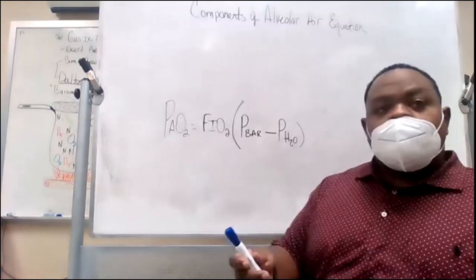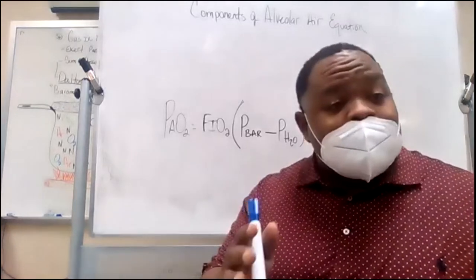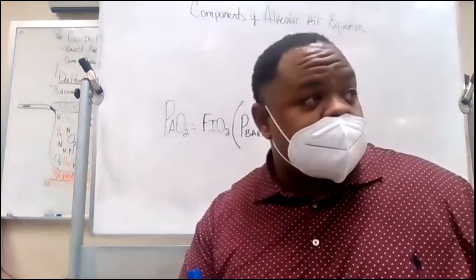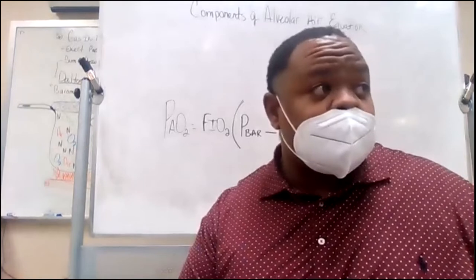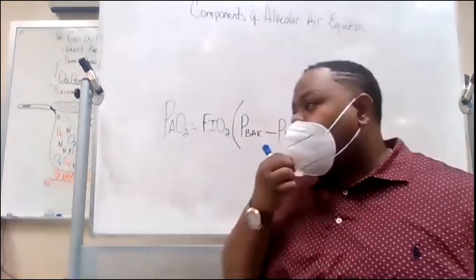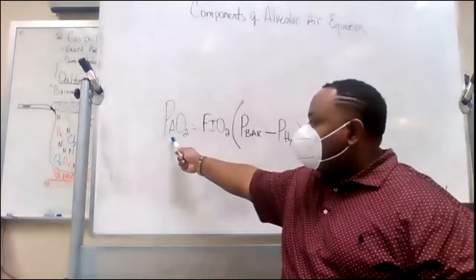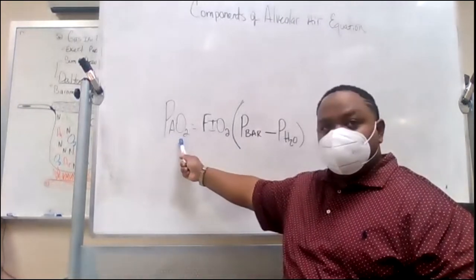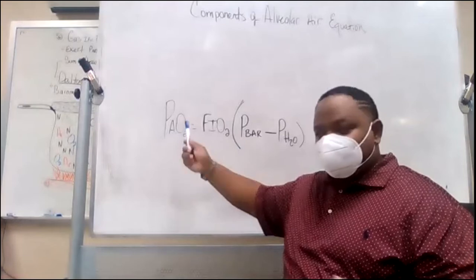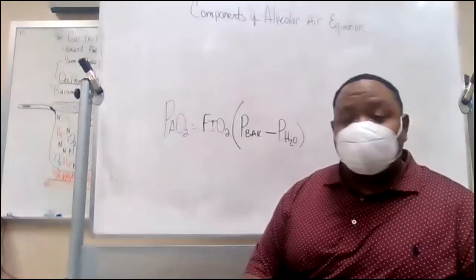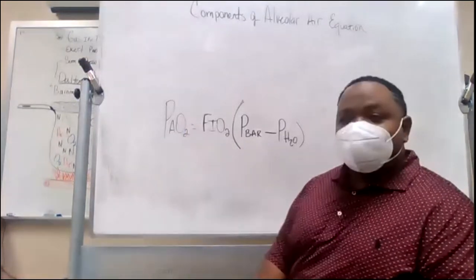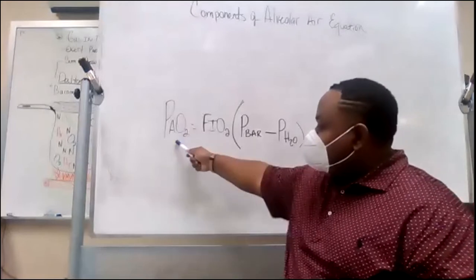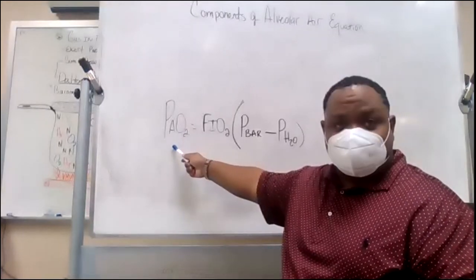The reason I am subtracting the water pressure is that all I want to know is the pressure of alveolar oxygen. That's all I want to know. I don't want to know how much water is in the lung. I want to know the pressure of alveolar oxygen.